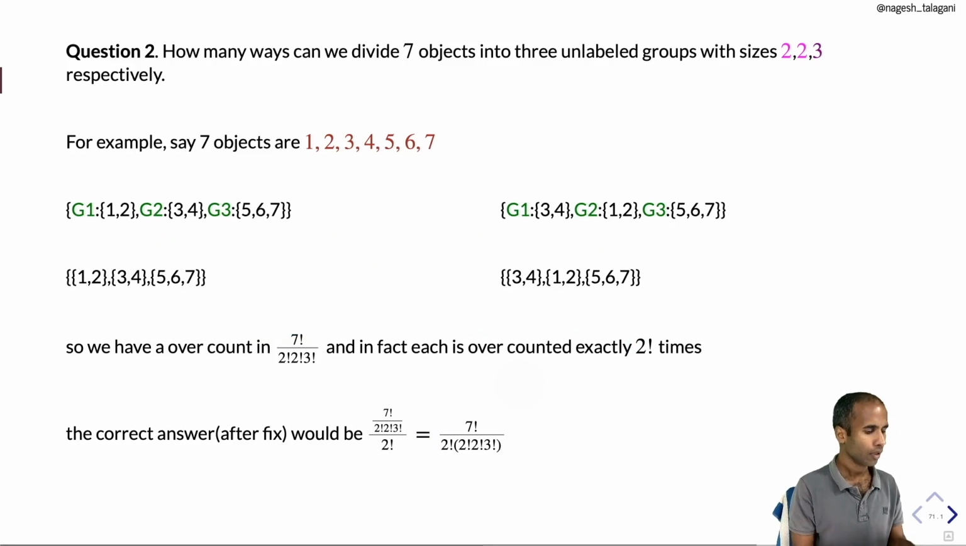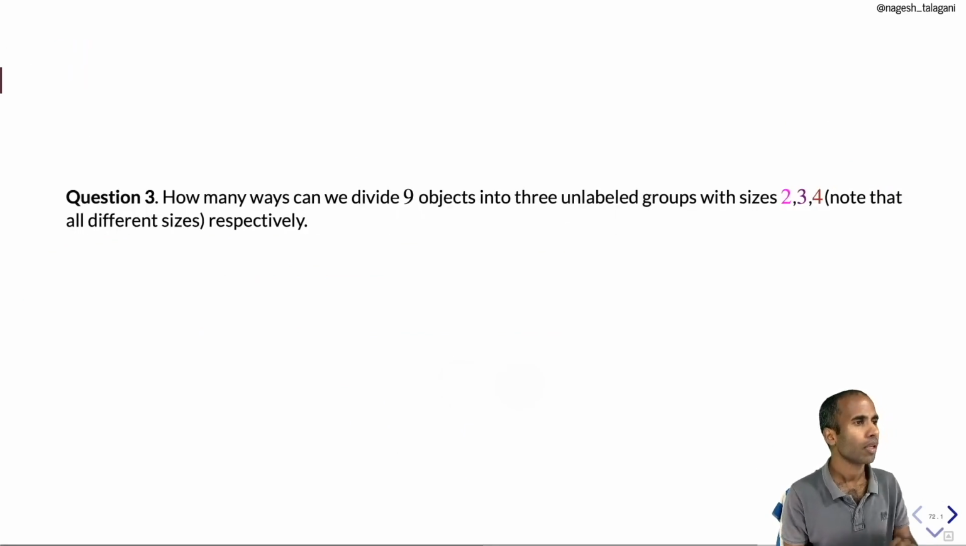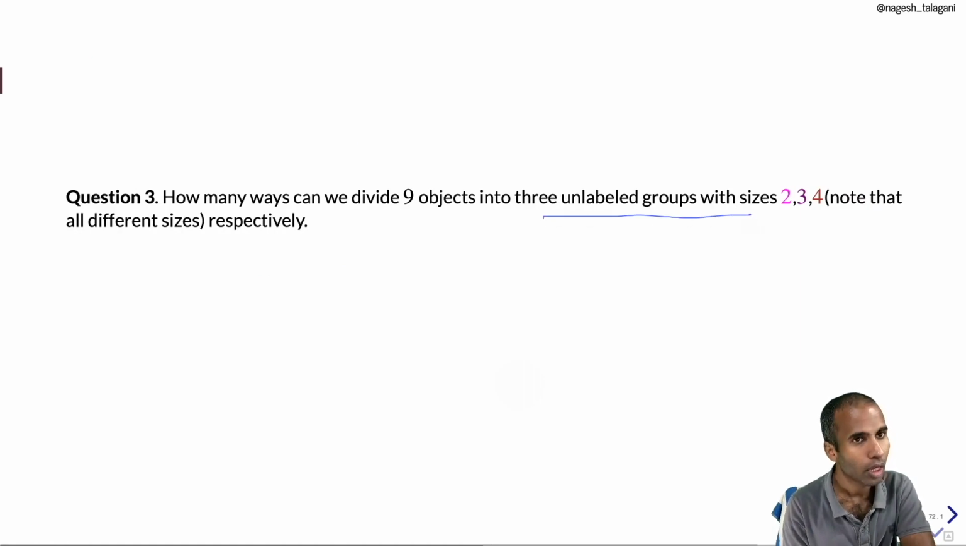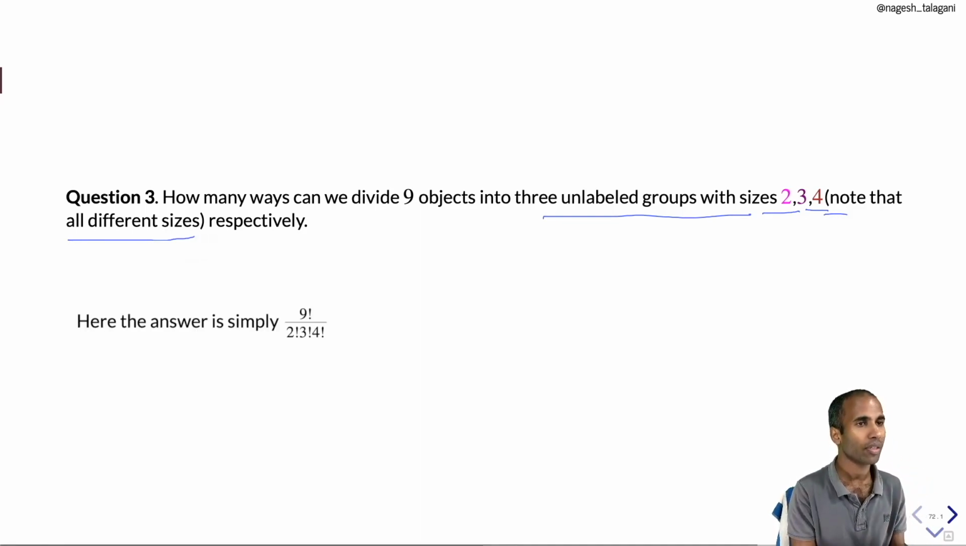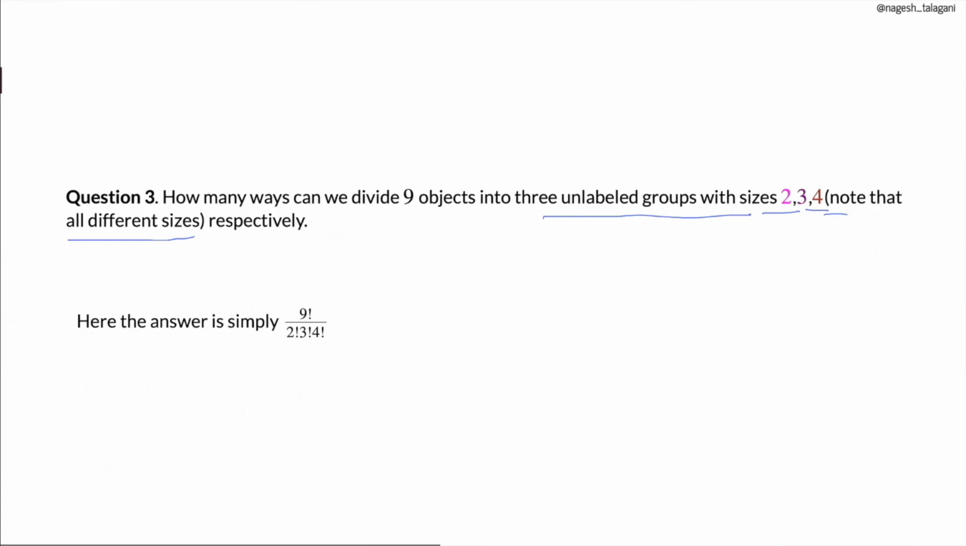Next, question 3. How many ways can we divide 9 objects into 3 unlabeled groups of sizes 2, 3, 4? Note that all sizes are different. In the earlier one, there were 2 sizes the same, but here all sizes are different. So what is the answer here? The answer is simply this: 9 factorial by 2 factorial, 3 factorial, 4 factorial.